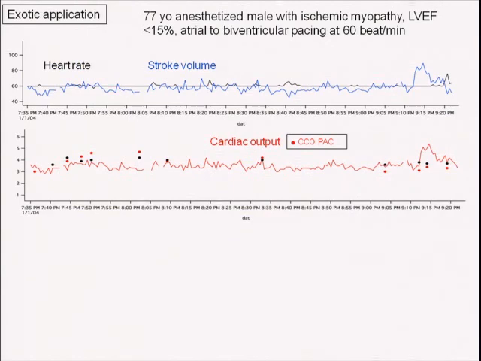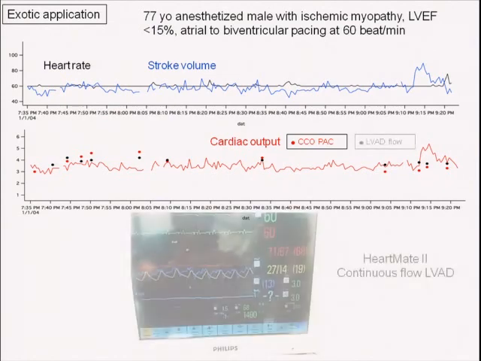This is a 77-year-old man with an ischemic myopathy and an ejection fraction that's low. He's got atrial biventricular pacing at 60. Black is his heart rate. As you can see, it's a straight line. Here's his stroke volume, which is there. This is his cardiac output, not index at this point. The red actually represents a simultaneous continuous cardiac output PA catheter.